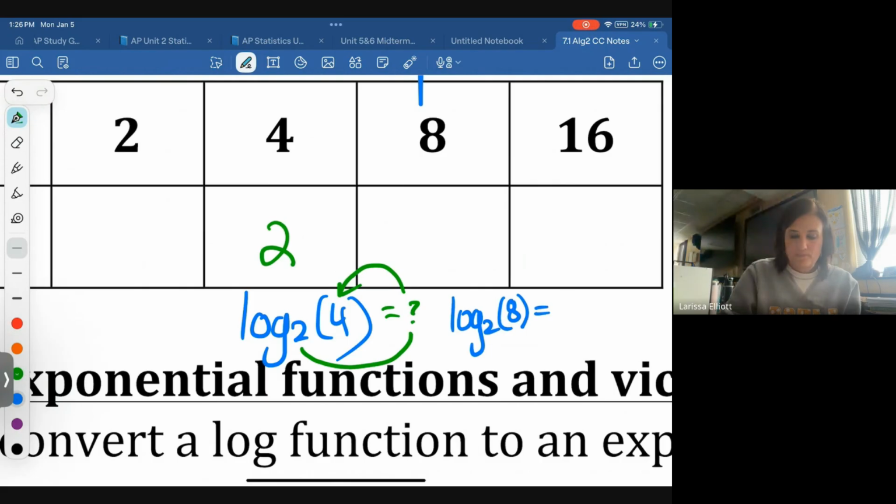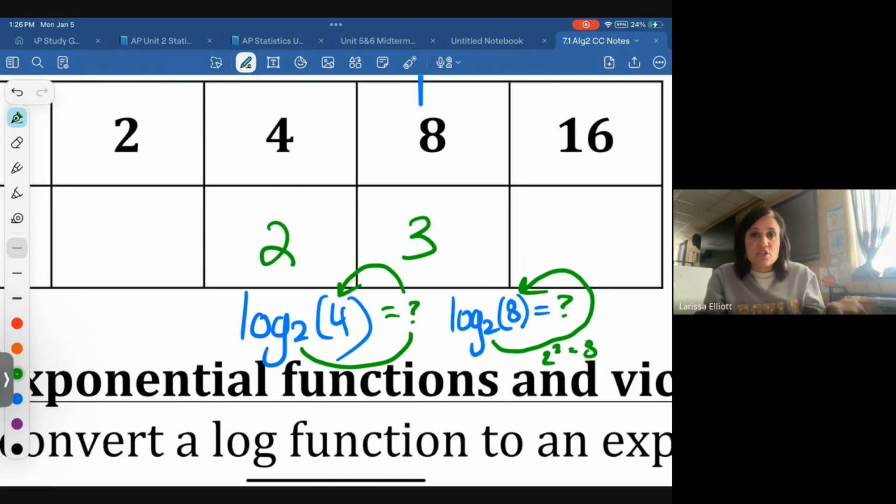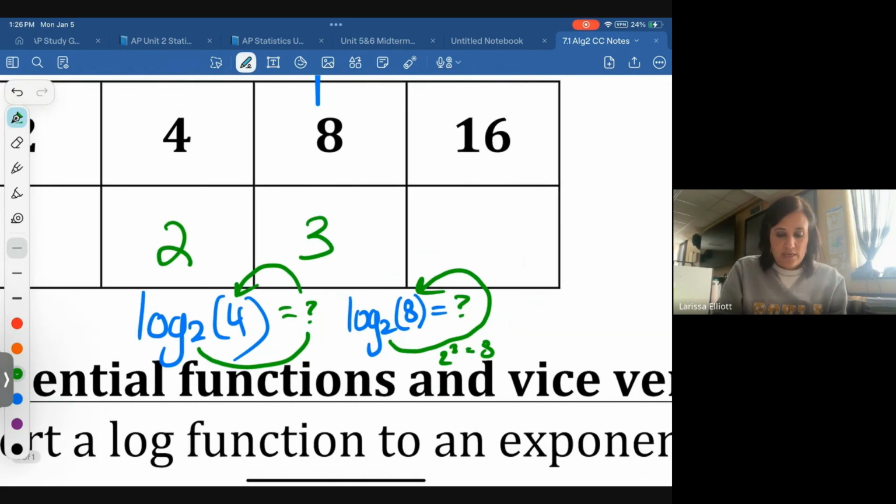2 to what power would give you 8? Well, 2 to the third power would give me 8. So my answer here is 3. Our answers are exponents. Your answers to logarithm problems are exponents. So next, that's a 16, sorry. 2 to what power would give me 16? Well, 2 times 2 times 2 times 2 is 16, so 2 to the fourth power would give me 16. So my answer is 4.